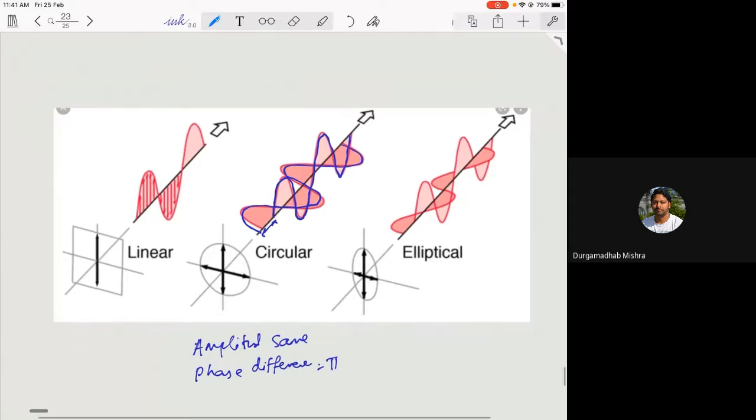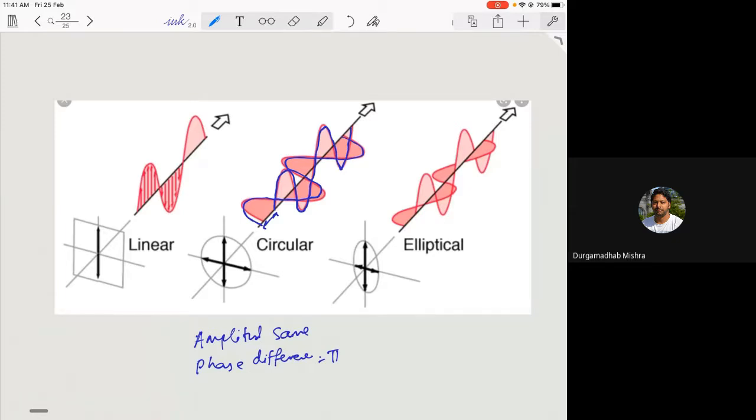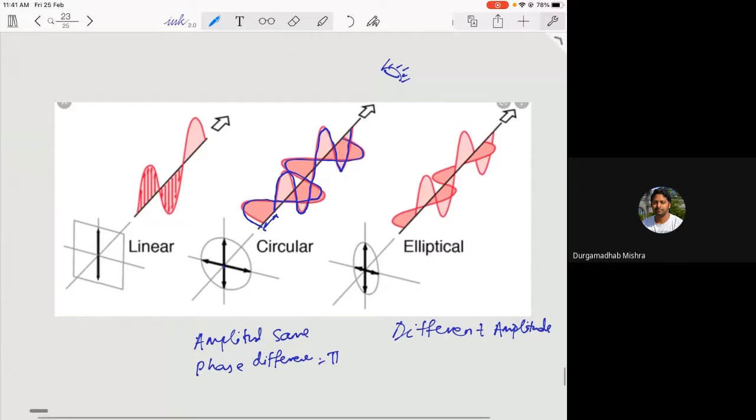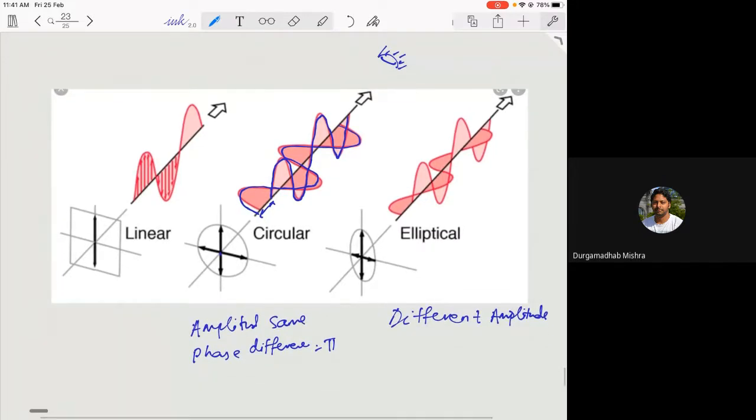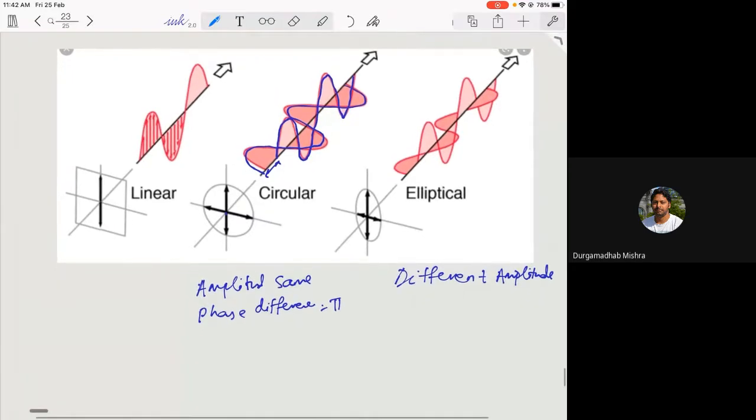Now you can also have an elliptically polarized wave, where you have a different amplitude. When you are looking from this direction, it would look like the electric field is rotating in a circle, because the amplitude is the same. Now if the amplitude is different, you will observe an elliptically polarized wave. Again, you need two electric fields propagating together with a certain phase difference. So this is how different kinds of polarized waves are normally seen. But now we will look at how you can produce linearly polarized waves.